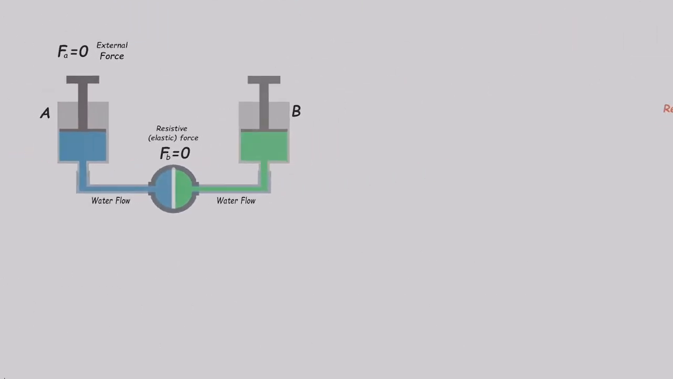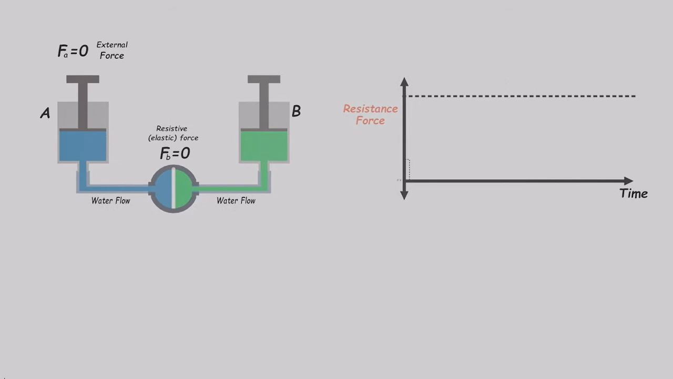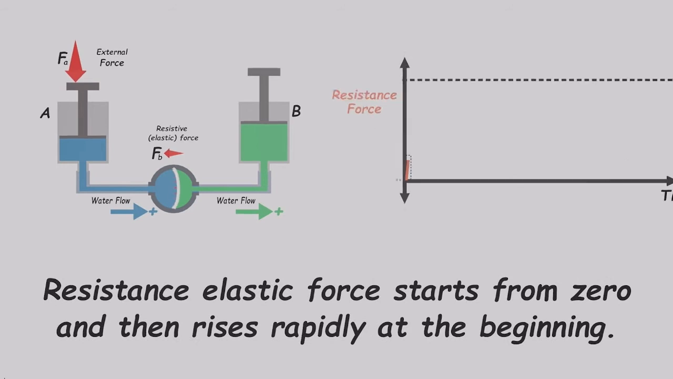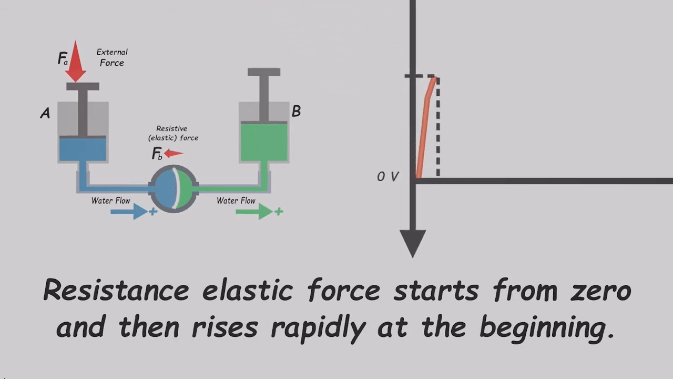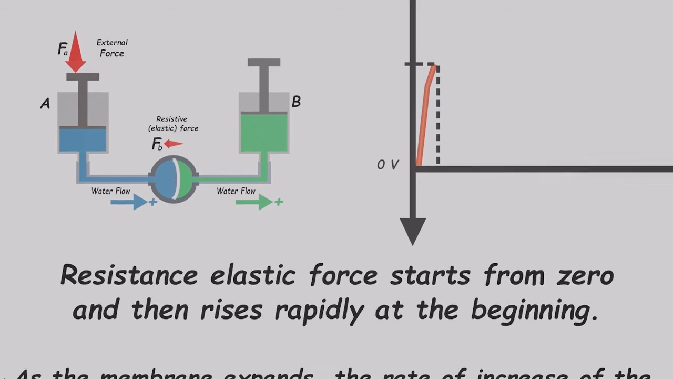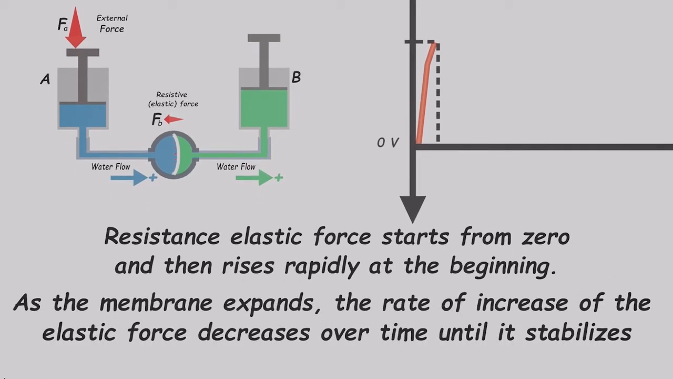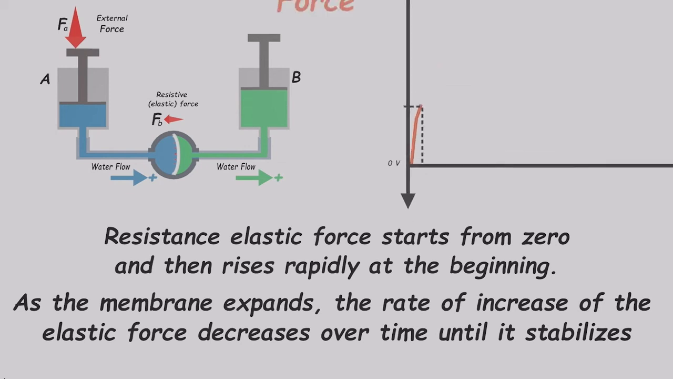We can plot the membrane resistance force over time. Now let's examine the process in slow motion. Initially, the resistance force is 0. When we apply an external force, the resistance force doesn't increase instantly. It begins from 0 and then rises rapidly. However, as the membrane starts to expand, the rate of increase of the elastic force decreases over time until it matches the applied force.